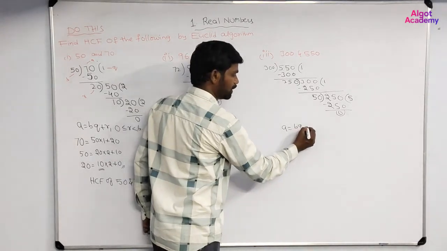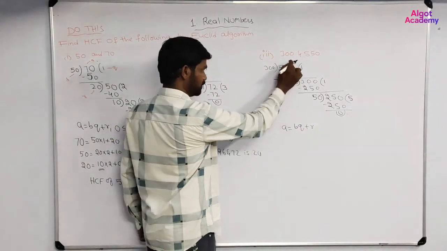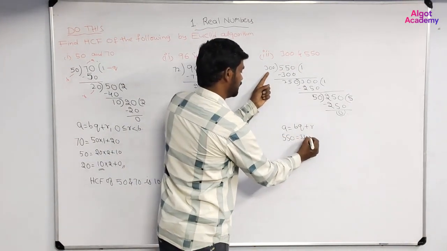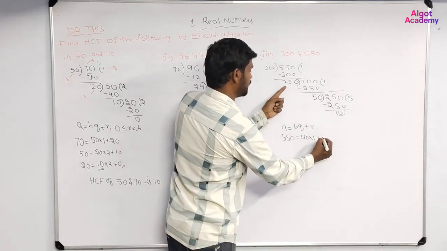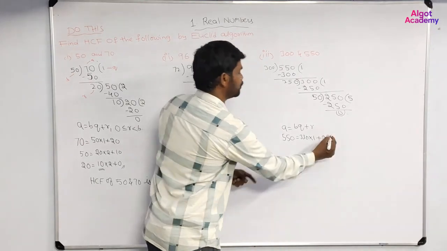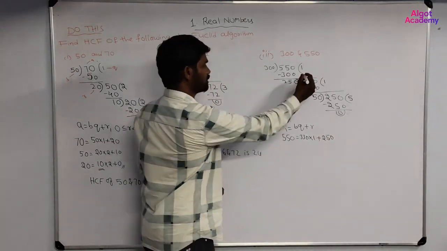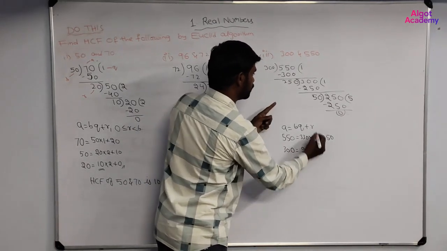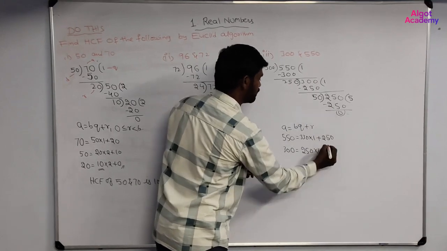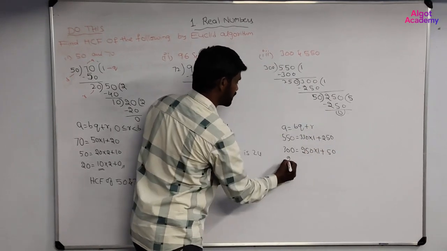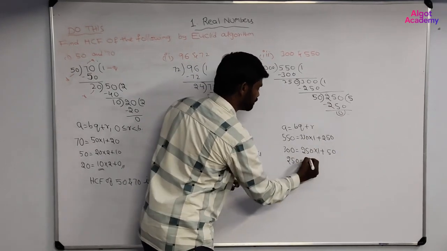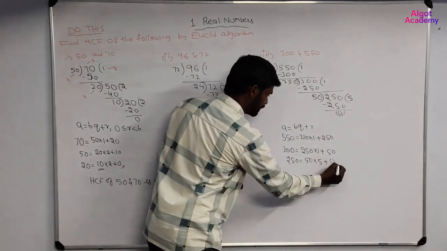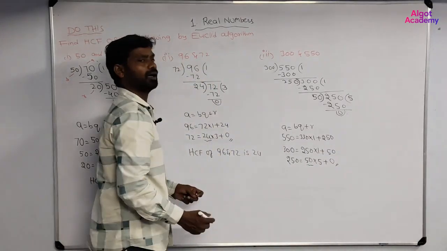A is equal to BQ plus R. What is the A value? A is 550 and B is 300, into Q is 1 plus remainder R is 250. Next, A is equal to 300, B is 250 into Q is 1 plus remainder is 50. Next step, A is 250, B is 50 into Q is 5 plus the remainder is 0. When the remainder is 0, this value is the HCF.